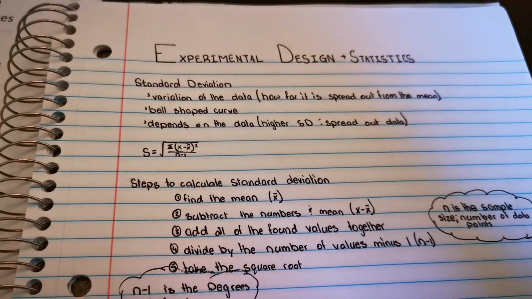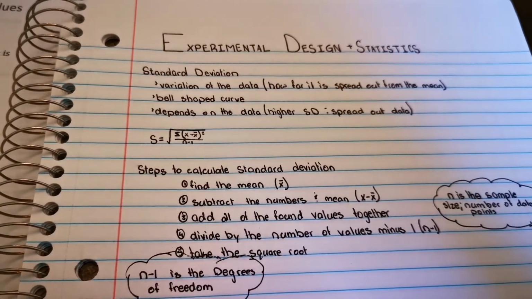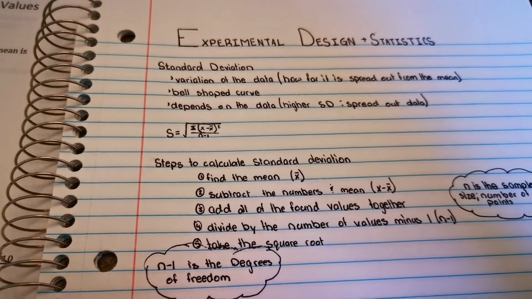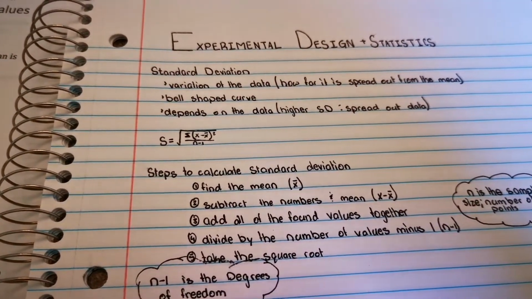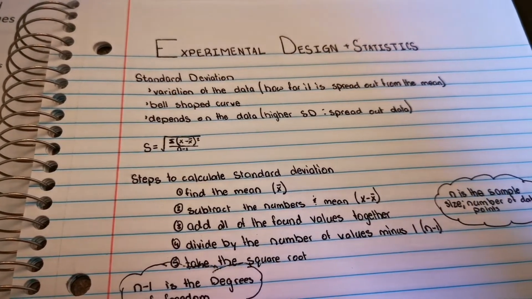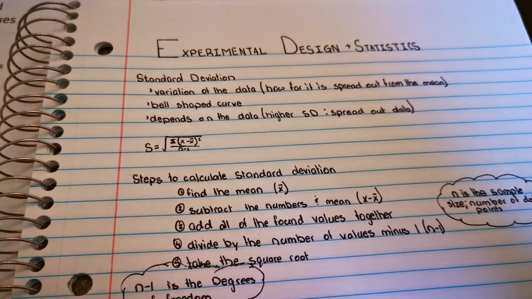So in the second bullet point, we can see that it's a bell-shaped curve, meaning that it has a bump, and that bump depends on the amount of data points you have. So a higher standard deviation means more spread out data, which means a larger bell-shaped curve. And a higher standard deviation is just that there is a big spread or larger difference between the data points and the mean.